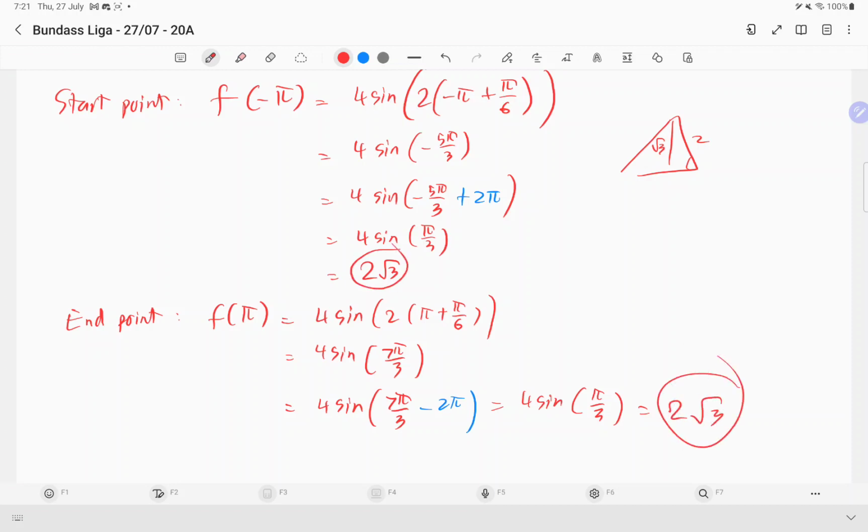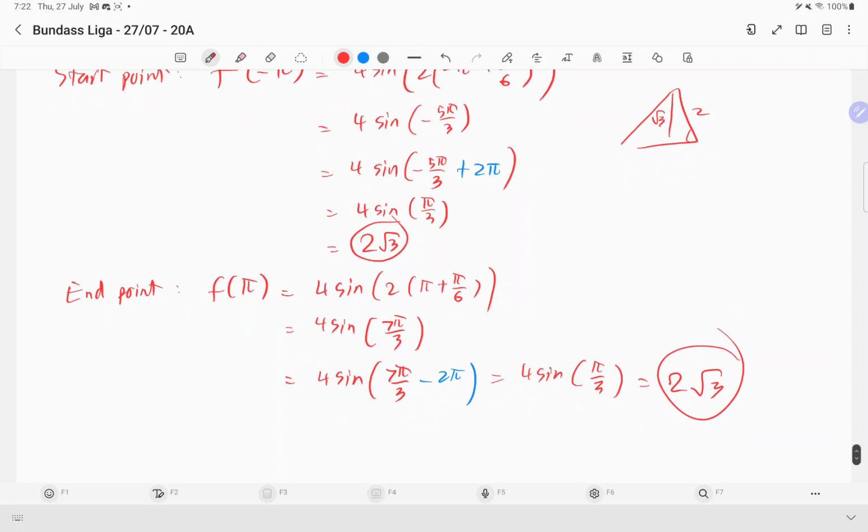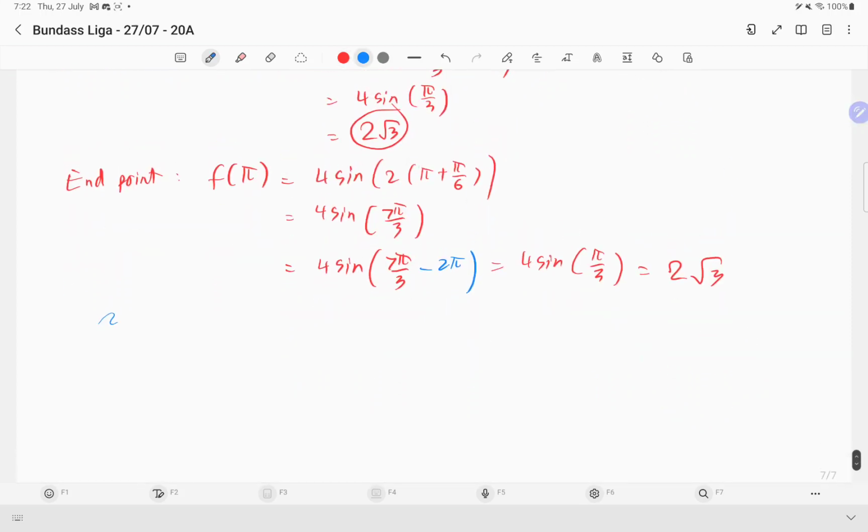Why do you think these two values are the same for start and end point in this question? Why? Yeah, Suleiman? Any guess? Because the sine graph starts and ends on the x-axis. No, they don't end on the x-axis. This means that the start point is higher than the x-axis. 2 square root 3, right? It's higher.